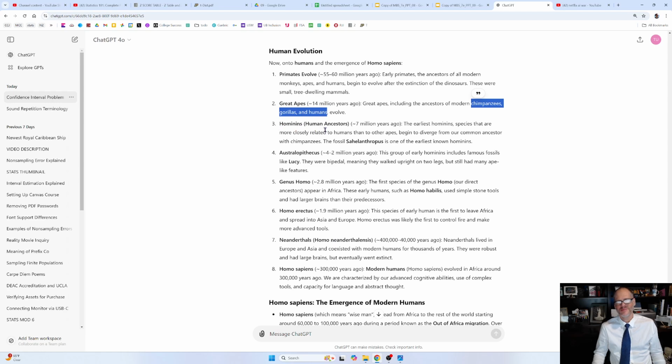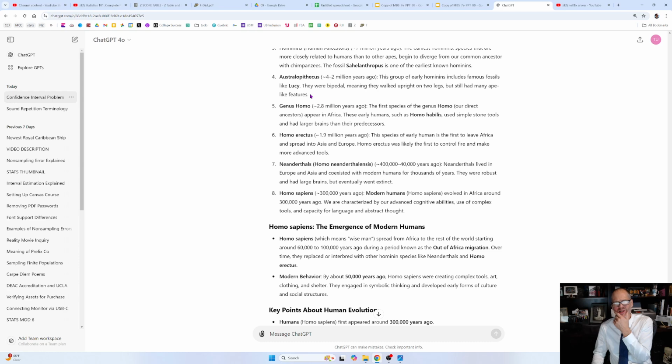Hominins, 7 million years ago, the earliest hominins, species that are more closely related to humans than to other apes, begin to diverge from our common ancestor with chimpanzees. The fossils are of one of the earliest known hominins, Australopithecus, whatever that is. The group of early hominins includes famous ones like Lucy. They were bipedal, meaning they walked upright, on 2 legs.